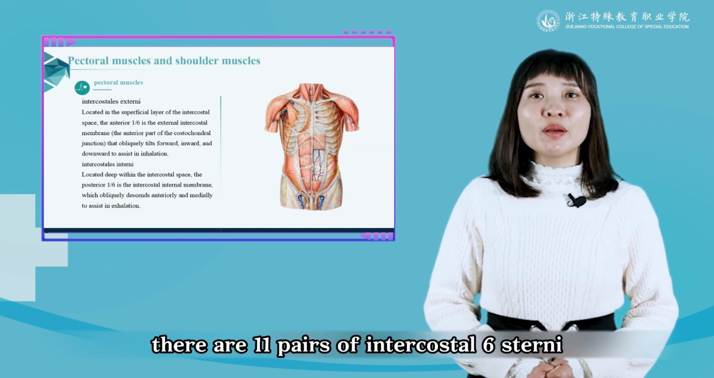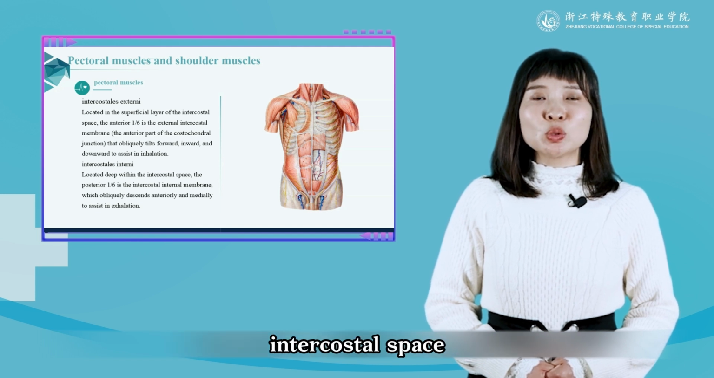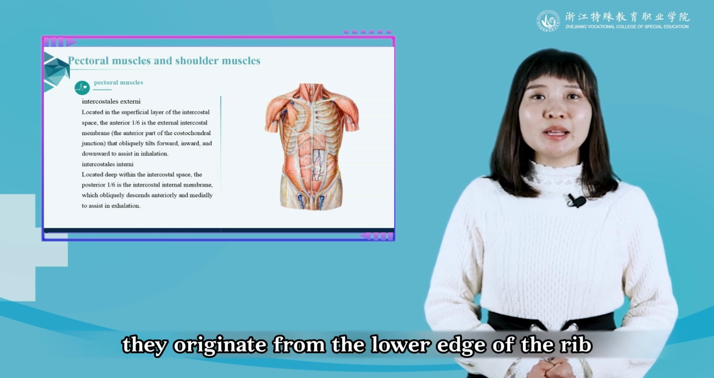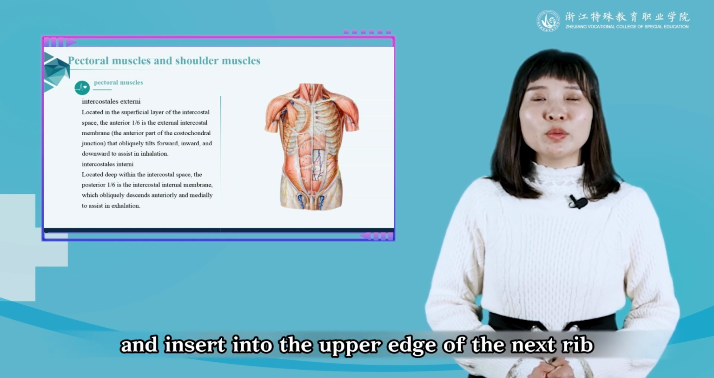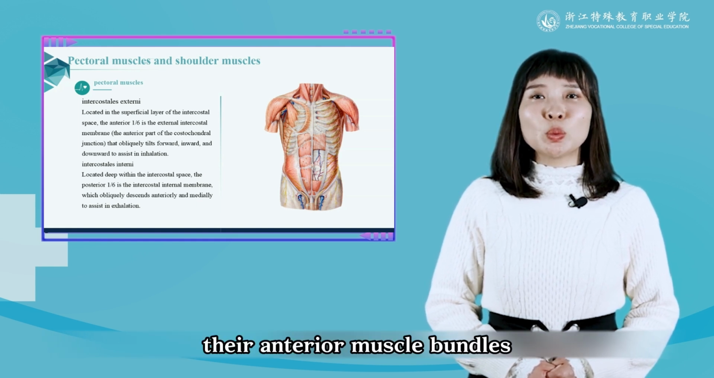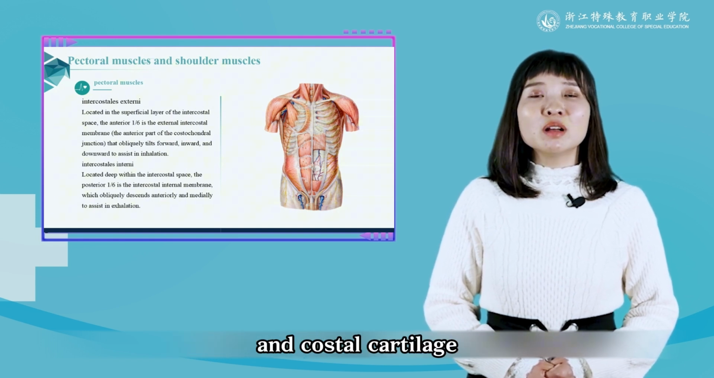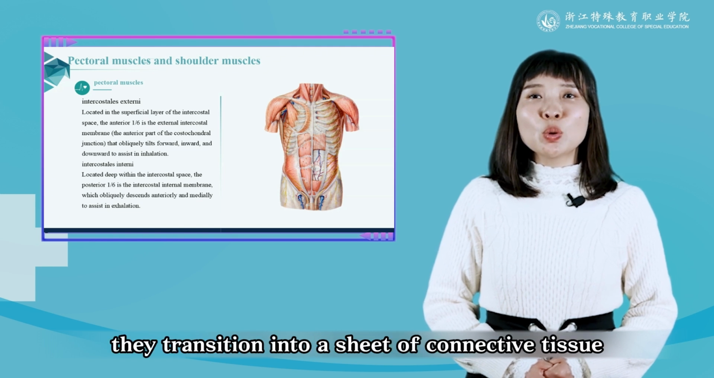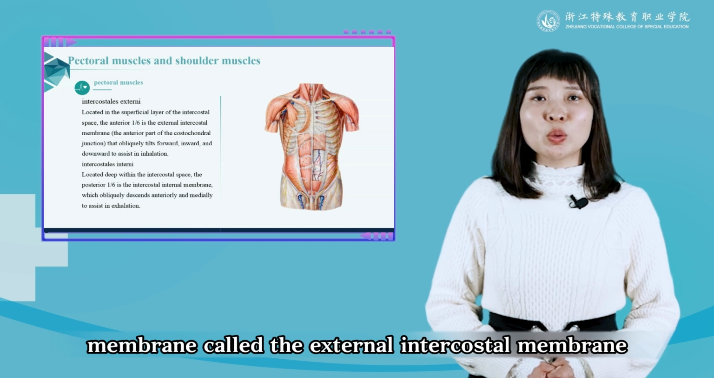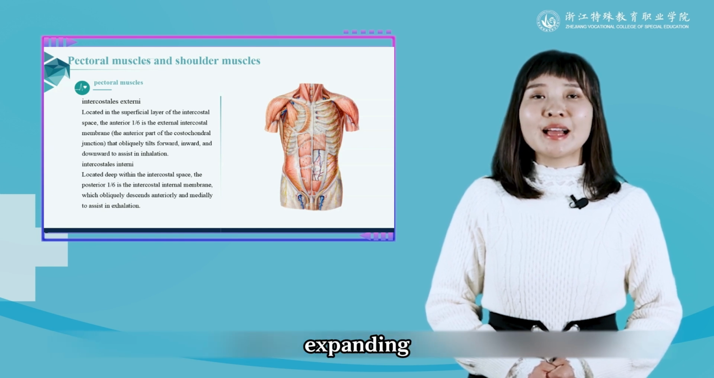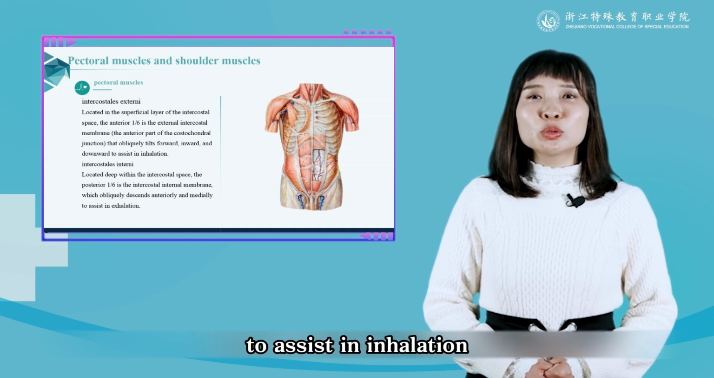There are 11 pairs of intercostales externi, located in the superficial layer of each intercostal space. They originate from the lower edge of the rib, with muscle bundles running obliquely forward and downward, and insert into the upper edge of the next rib. Their anterior muscle bundles only reach the junction of the rib and costal cartilage. In the costal cartilage space, they transition into a sheet of connective tissue membrane called the external intercostal membrane. Function: they lift the ribs, expanding both the longitudinal and transverse diameters of the thoracic cage to assist in inhalation.